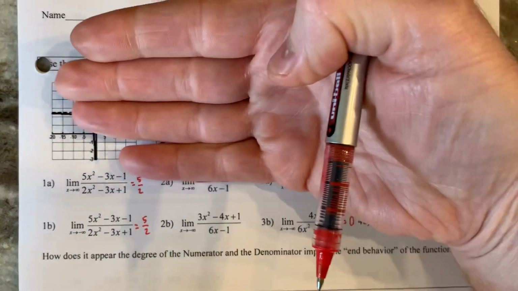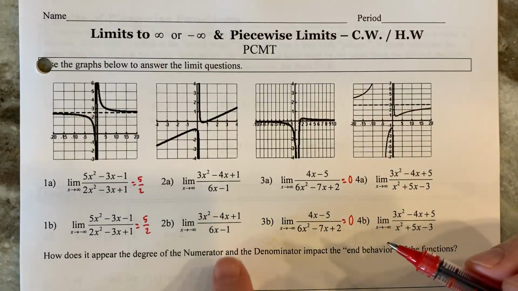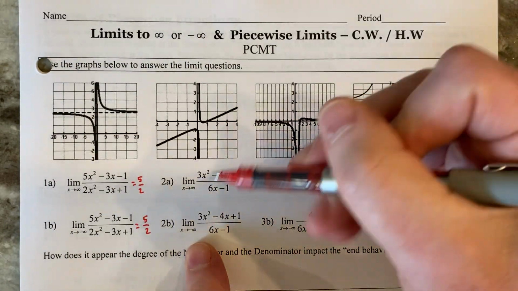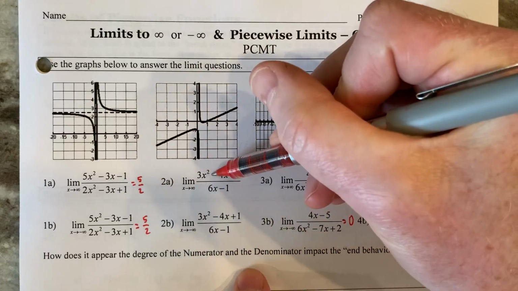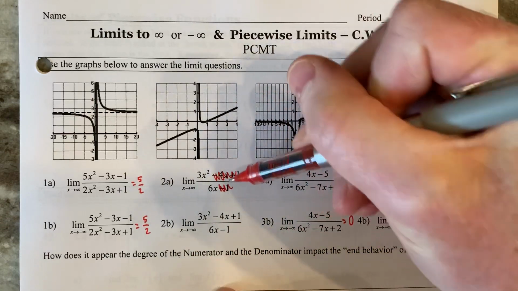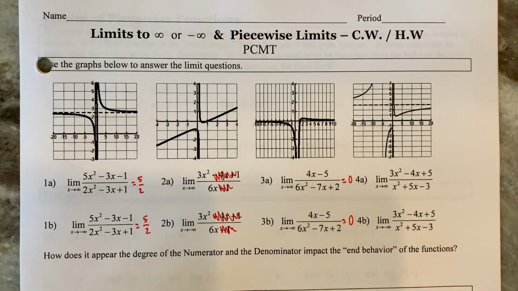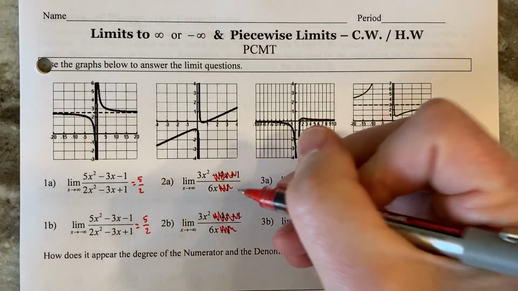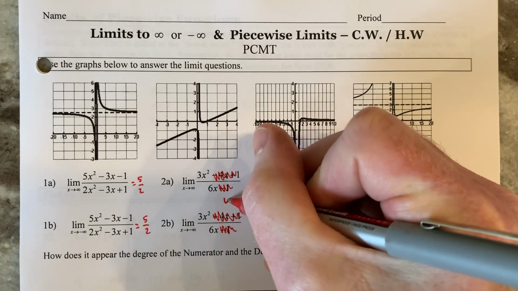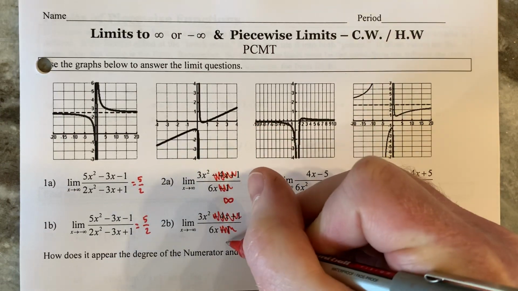But even if I didn't have the picture to that, I could say, well, what do I do when I go to infinity or negative infinity and the higher power's in the top? I can ignore all of this, and I know that the graph is either going up or down because it doesn't have a horizontal asymptote. So I know that the answer is going to be infinity, either positive or negative. Same thing with this one.